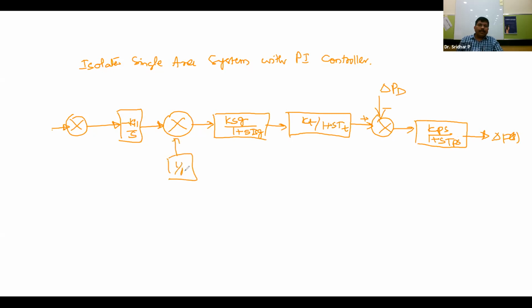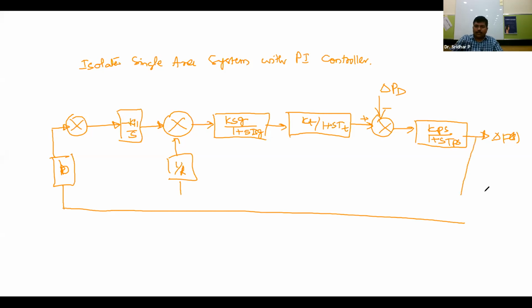And this is 1 by R, and this exactly 1 by, this is the biasing parameters. So this value is nothing but this is 1 by R1.